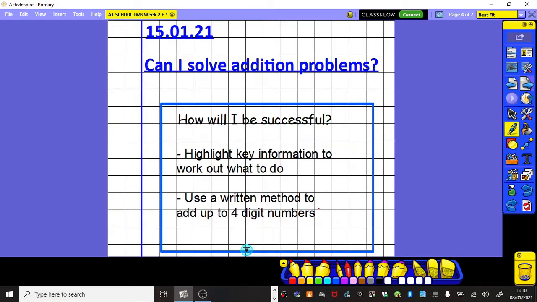For everybody else, we are going to be solving addition problems today. Now, it might be that you want to highlight the key information. That's something we've practiced at school an awful lot, so you're really understanding what the question is asking you. But most importantly today, you are going to be applying your written method for addition. And for lots of you, that will be using 4-digit numbers.